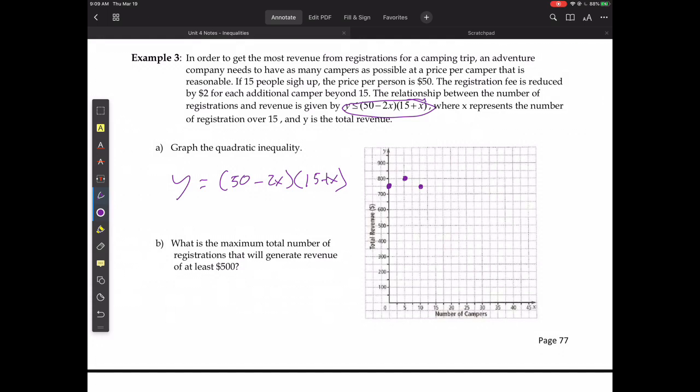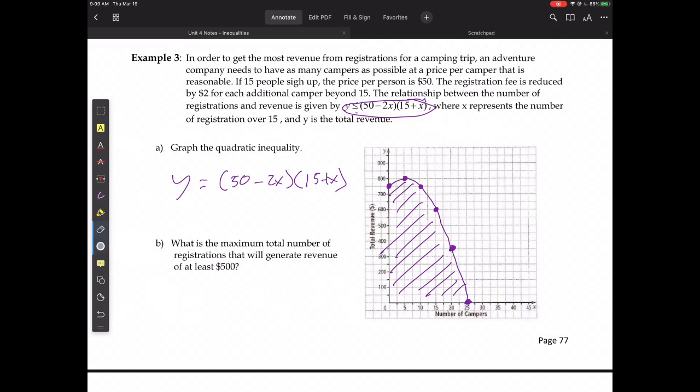We have 15 and 600. We have 20 and 350. And we have 25 and 0. So here's my quadratic. Because the inequality included the equal to, I'm going to include that. And it said that it's shaded in below, or when y is less than. So here's my shaded in region.